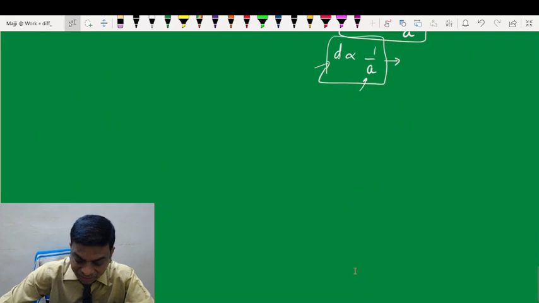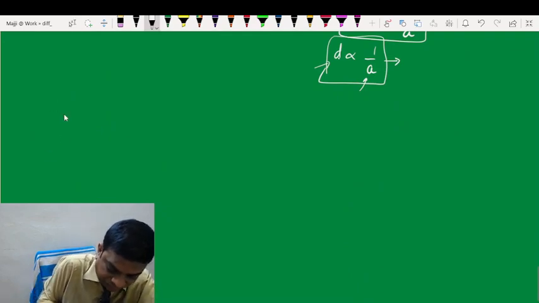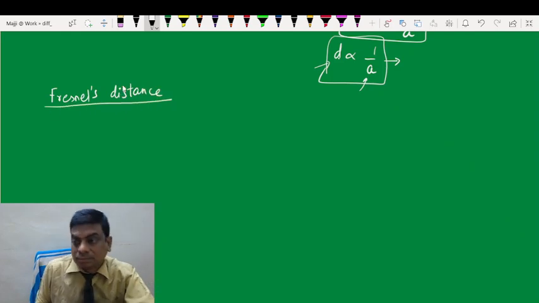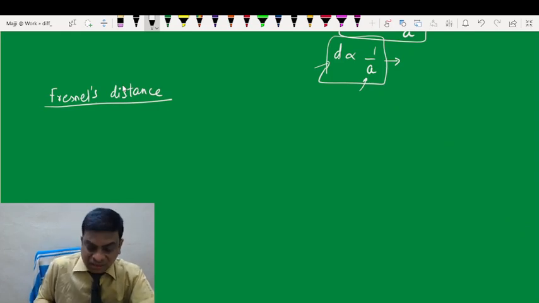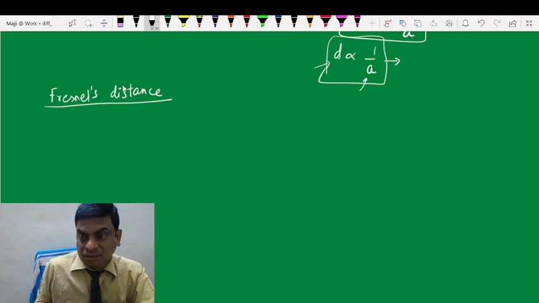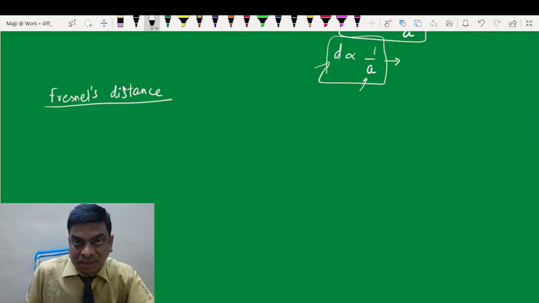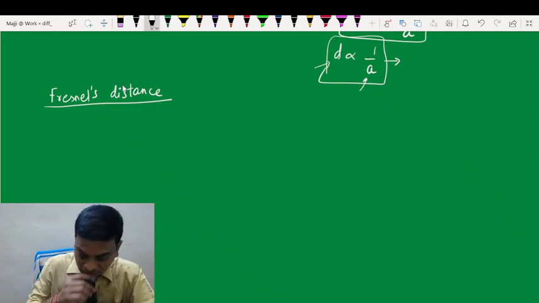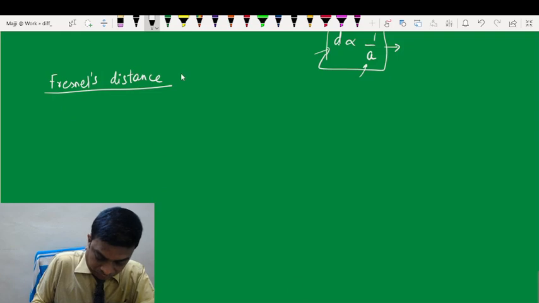Right, then let us discuss Fresnel's half period zone, Fresnel's distance. First let us understand what Fresnel's distance is, and then we'll derive the formula for ZF.